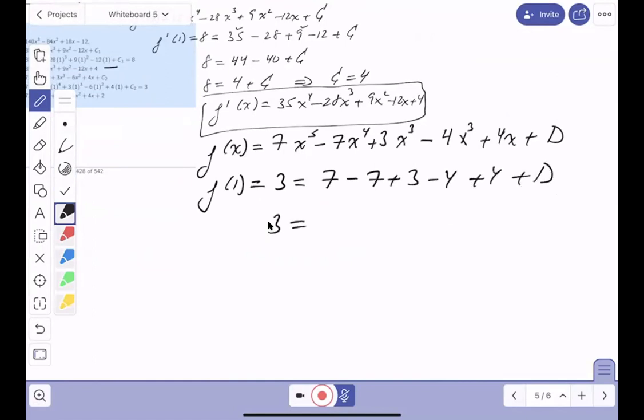Three, let's see, 7 minus 7 is 0. And 3 plus d. What's d? D has to be 0. So I think I found f of x. But again, when I say I think, I don't know if it's right. Maybe I made a mistake.